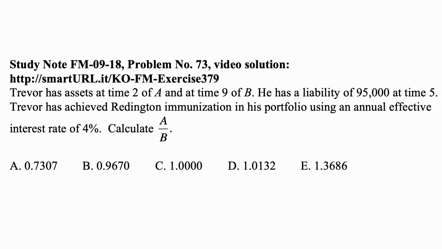Calculate A over B. So this is a bit confusing the way it's phrased. Remember the fundamental rule of actuarial exams, the original intent rule: you are supposed to answer the question the examiners intended to ask. So what they intend to say is that his assets produce a payment of A at time 2 and a payment of B at time 9, and his liabilities require a payment of $95,000 at time 5. That's the meaning of the words. I find the phrasing a bit confusing, but this is what they intended to say.